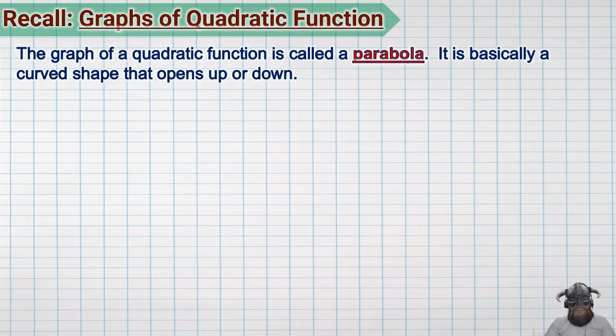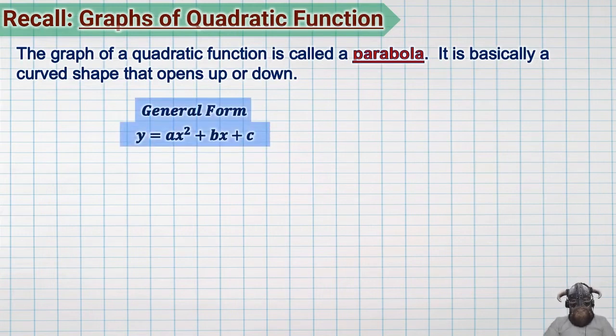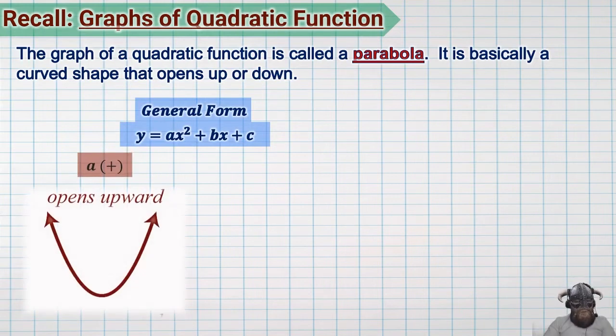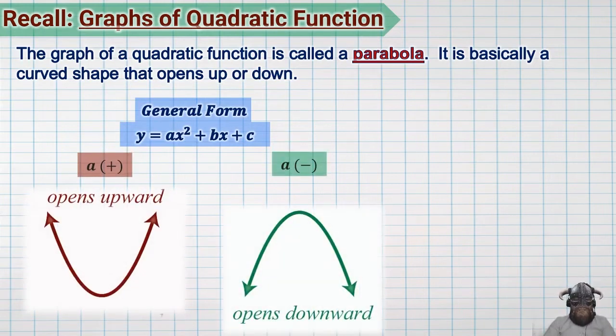So how do we know if the parabola will open up or down? It depends on its general form, wherein if A is positive, your parabola will open upward. And if A is negative, your parabola will open downward.